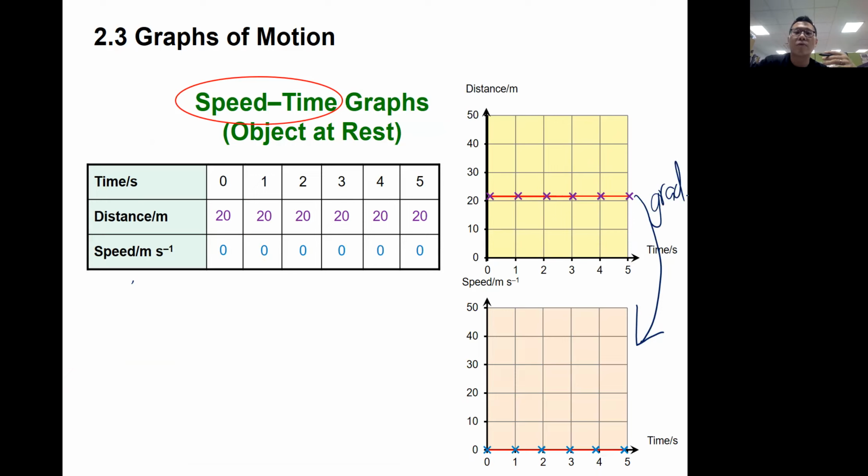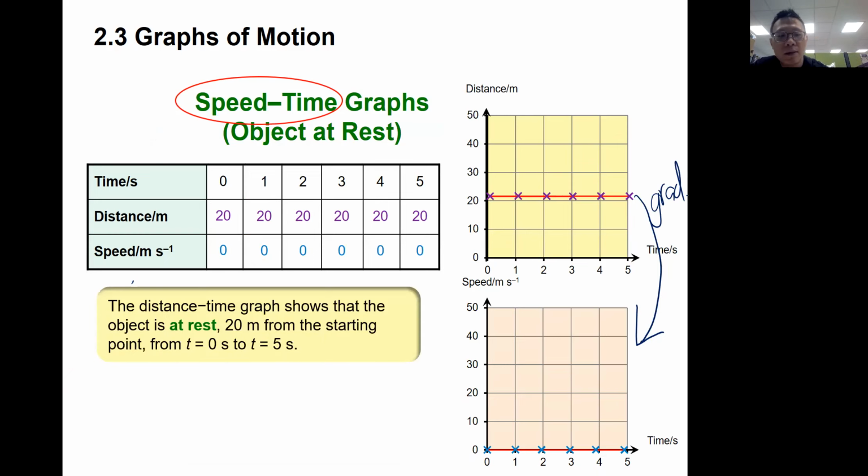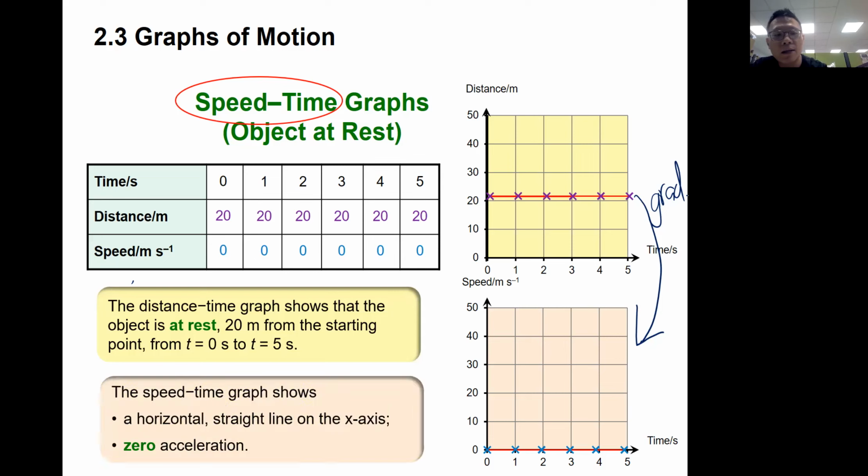Okay, the gradient of the distance time graph will actually give rise to the speed time graph. Similarly, if you extrapolate this understanding, you'll find that if I have a speed time graph, the gradient of the speed time graph will actually give me acceleration. So this is what we are trying to do. When we move from graph to graph, we are actually looking at one thing, which is the gradient of that particular graph.